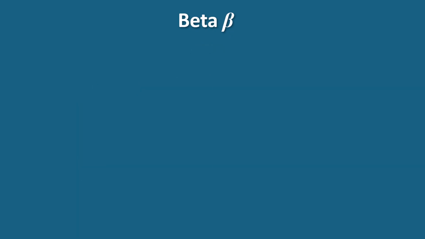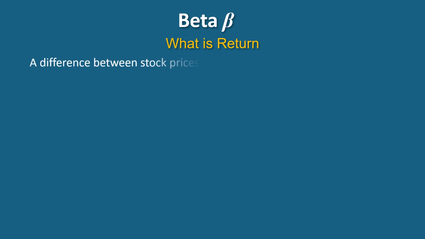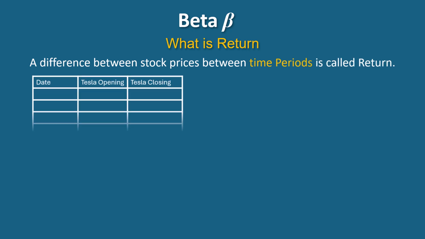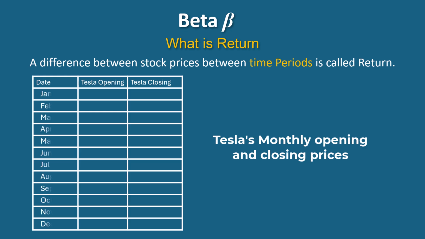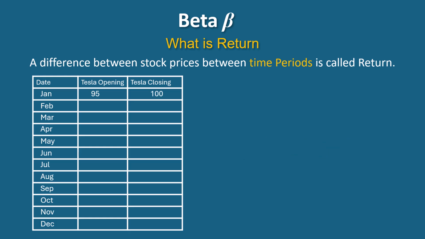First, we must understand return because it will come up again and again. So, the difference in stock price between two time periods is called return. From any stock market, we can collect stock prices. For example, I've taken Tesla's monthly opening and closing prices. January, opening $95, closing $100. February, opening $100 (closing of January), closing $107. March, opening $107 (closing of February), closing $102. And we collect all the data for 1 year from January to December.